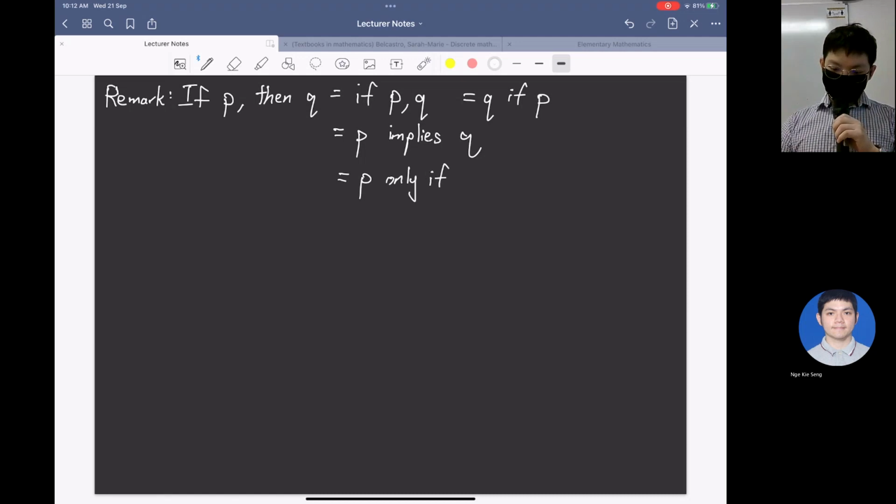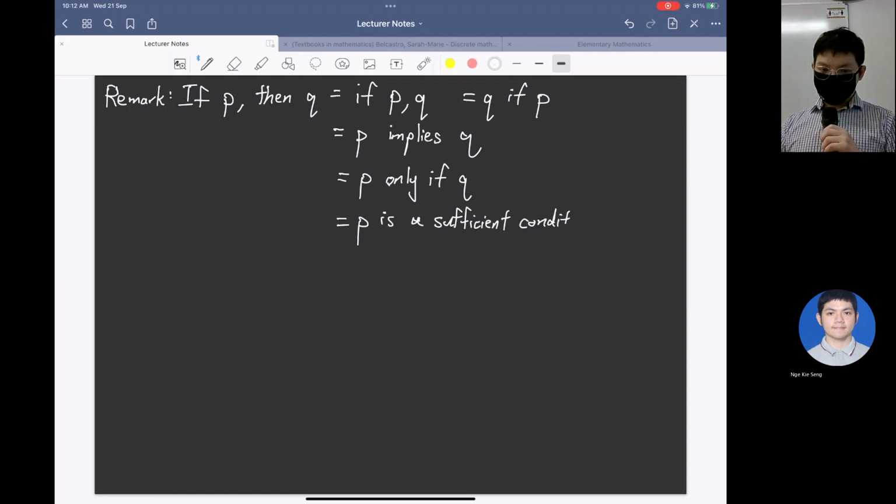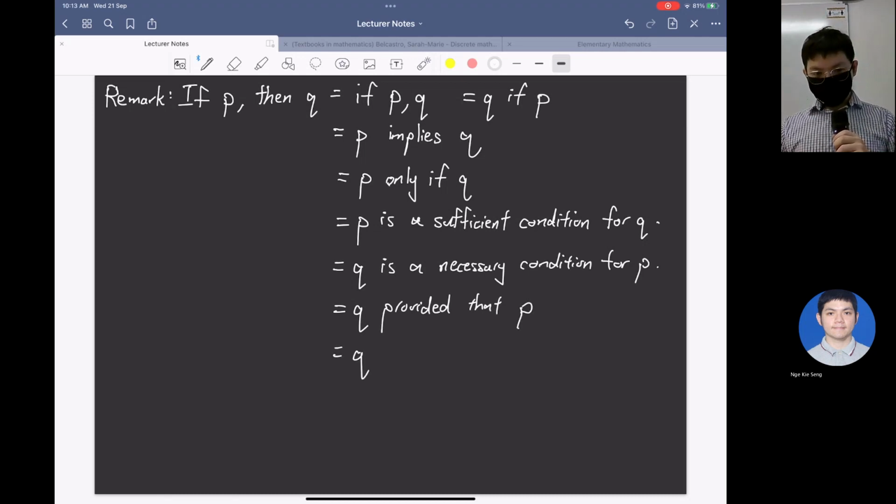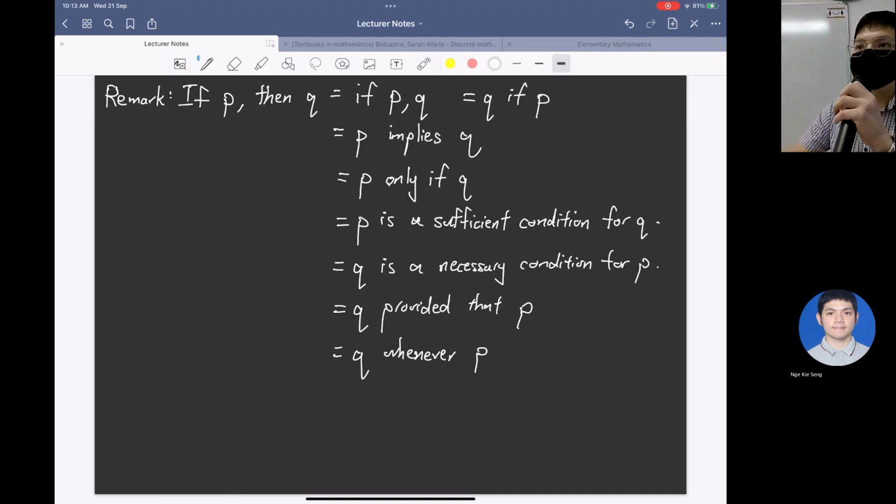P only if Q. Or P is a sufficient condition for Q. So P is sufficient for Q to happen, although Q might happen by itself. Or Q is a necessary condition for P. So if P happens, Q must happen. It's necessary for Q to happen if P happens. And then Q provided that P, or Q whenever P. These are the common ways to say if P then Q.